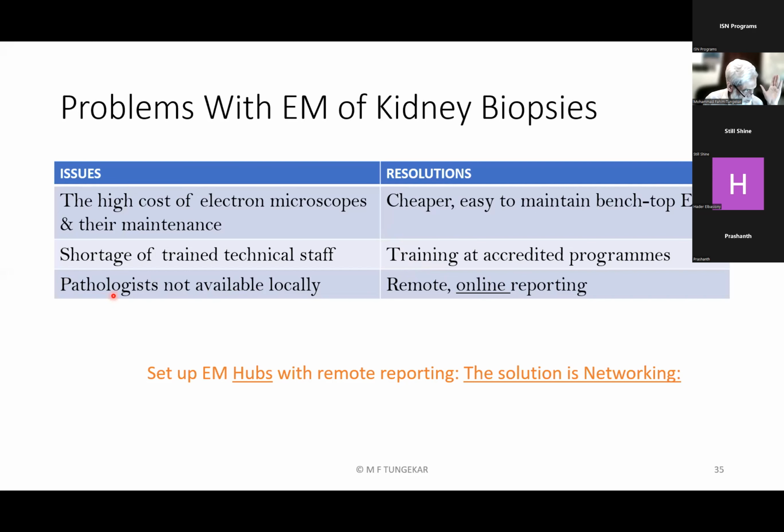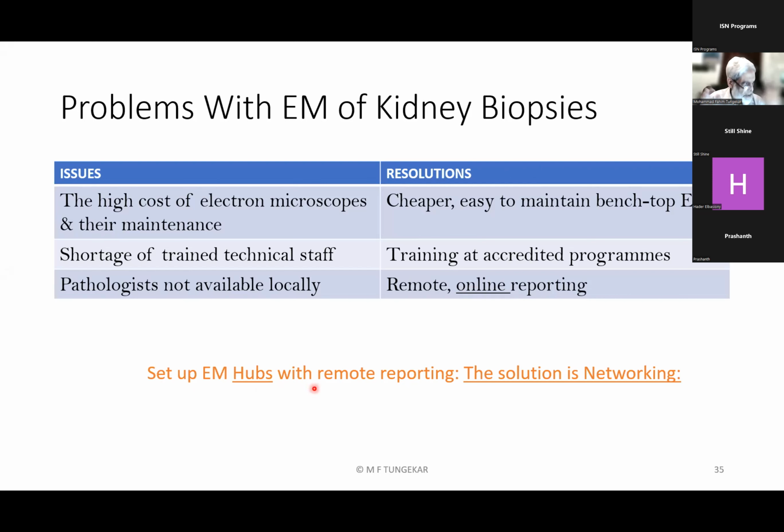The other problem is that pathologists who can actually interpret electron microscopy are not widely available. Even in Western countries, not all pathologists can do it. The answer to that is remote online reporting. The EM images can be put on a server and access granted to the pathologist, and he can look at it. Ideally, the pathologist reporting light microscopy and IF should also report EM. But if not possible, then the remote pathologist should be given the light microscopic and fluorescent findings in detail, and then he can report EM. So the solution is therefore to set up EM hubs.